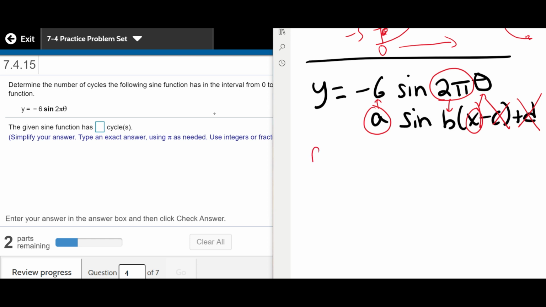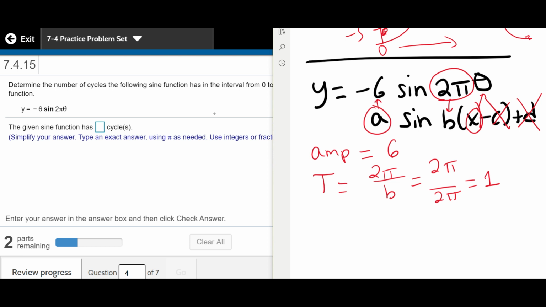Okay, so the amplitude is equal to 6, not -6, +6. The amplitude can only be positive. And then the period is 2 pi over b, and b is 2 pi, right? If you look over here. So 2 pi divided by 2 pi is 1. Okay, so that's my period.